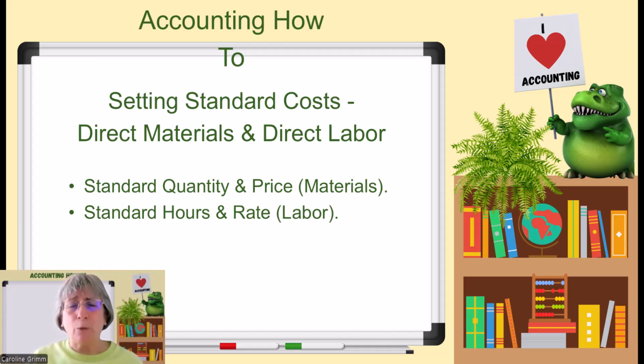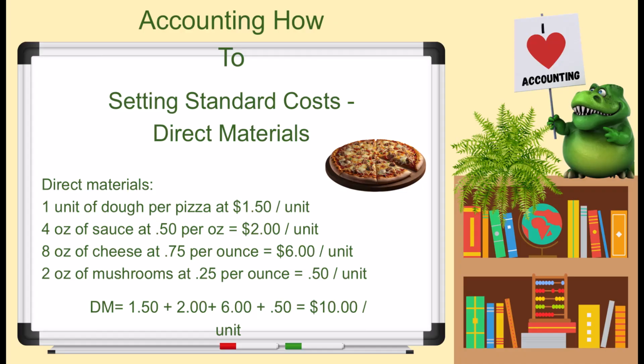So the first thing we want to look at is direct materials and direct labor. And for those two items, we want to figure out a standard quantity. How many ounces of sauce does it take us to make our pizza? And the price. What does it cost us to buy 2 ounces of sauce? And then for labor, we want to know how long it takes us to make a pizza and then how much that costs us for our labor rate. So let's take a look at our pizza.